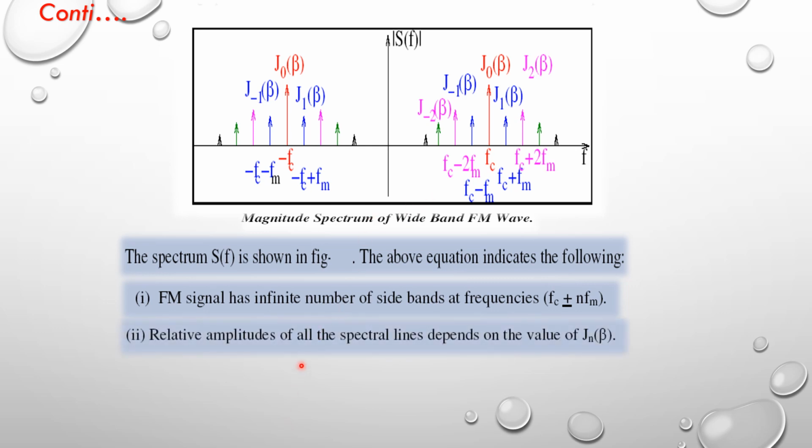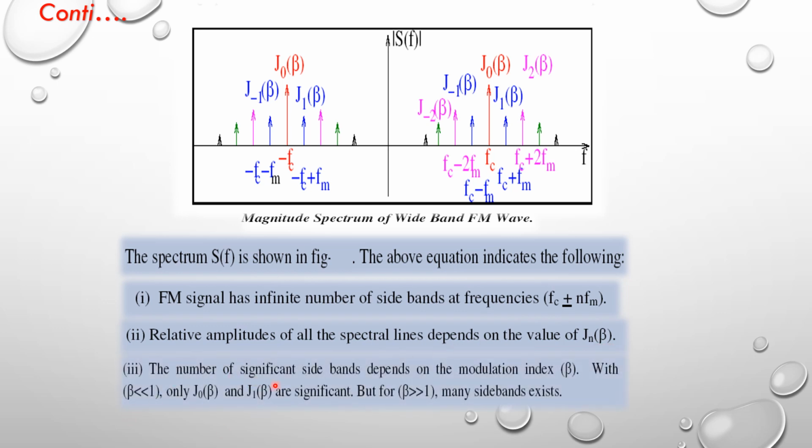The relative amplitude of all the spectrum lines depends on the value of Jn of beta. This is the Bessel function, and these are the amplitude levels. The amplitude levels depend totally on the n value, which varies from 0 to n.